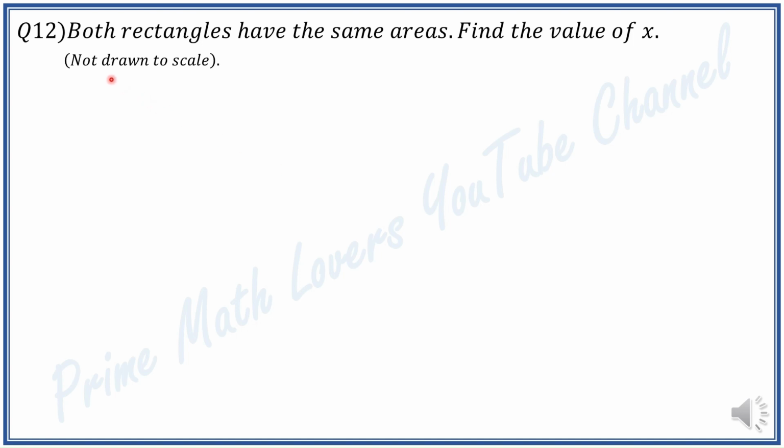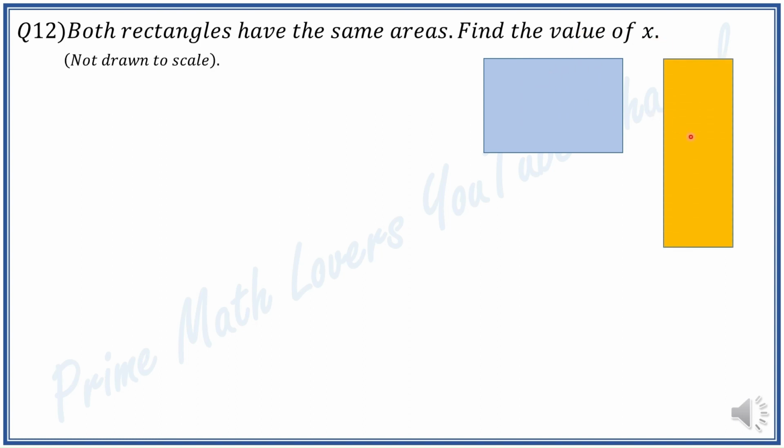Question 12. Both rectangles have the same area. Find the value of x. Both rectangles have the same area, and they gave us the sides of the rectangles, and we need to find x.